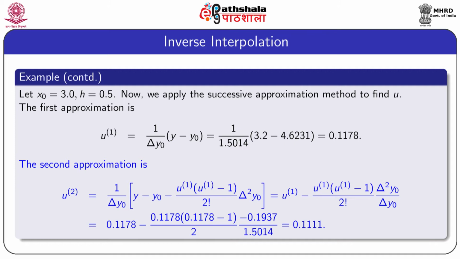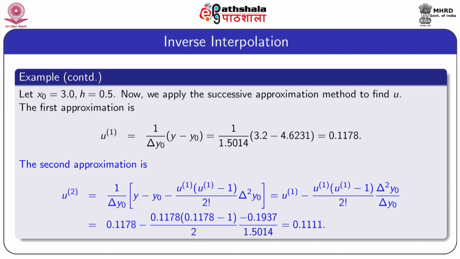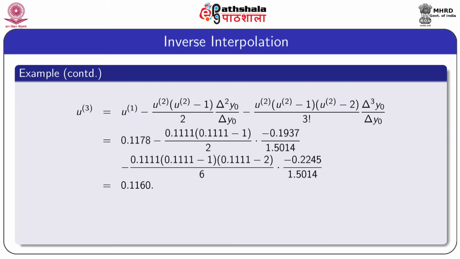Now, the second approximate value of u, that means u2, is equal to 1 by delta y0 into y minus y0 minus u1 into u1 minus 1 by factorial 2 into delta 2 y0, which is equal to 0.1178 minus 0.1178 whole into 0.1178 minus 1 by 2 into minus 0.1937 whole divided by 1.5014. After simplification, the value of u2 is equal to 0.1111. Similarly, the third approximate value of u is equal to 0.1160.